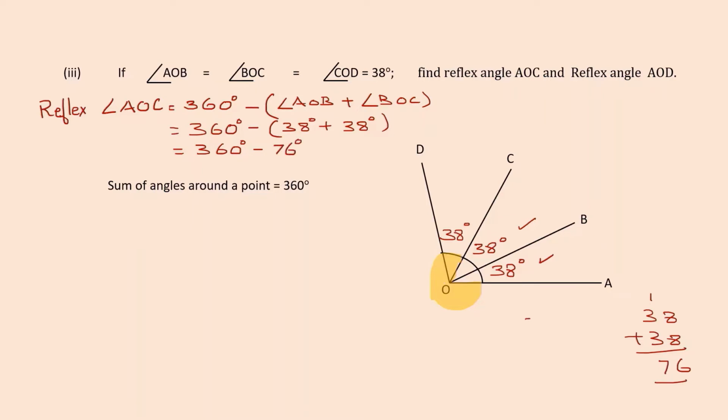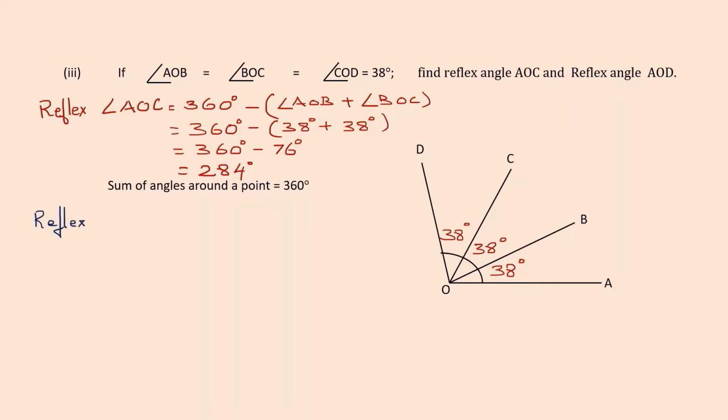So let's minus 360 degrees and 76 degrees. So I need to borrow. 10 minus 6 is 4. Again I need to borrow. 15 minus 7 is 8 and this is 2. So I get my answer as 284. So reflex angle AOC is equal to 284. Now let's find reflex angle AOD.